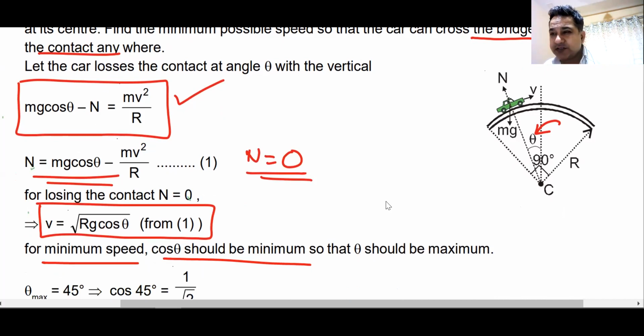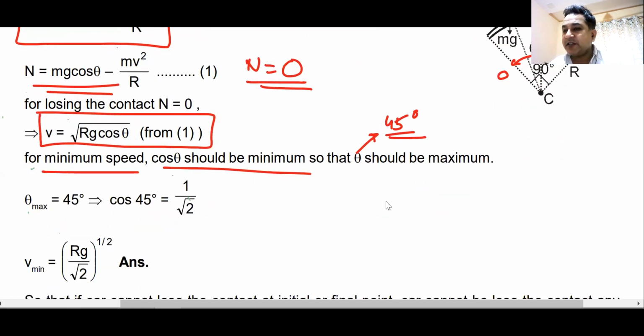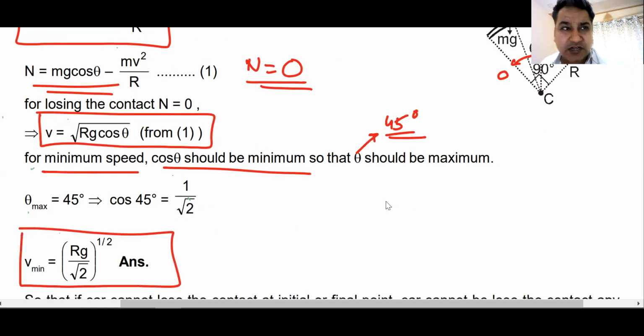Now, where is the value of cos theta minimum? This theta is varying from 0 to 45. As the angle increases, the value of cos theta becomes less. So where will cos theta be minimum? Cos theta will be minimum when the angle is 45 degrees. Do we understand this? So you put the value of cos theta at 45 degrees, and we get the minimum velocity with which the car should move so that it crosses the bridge.